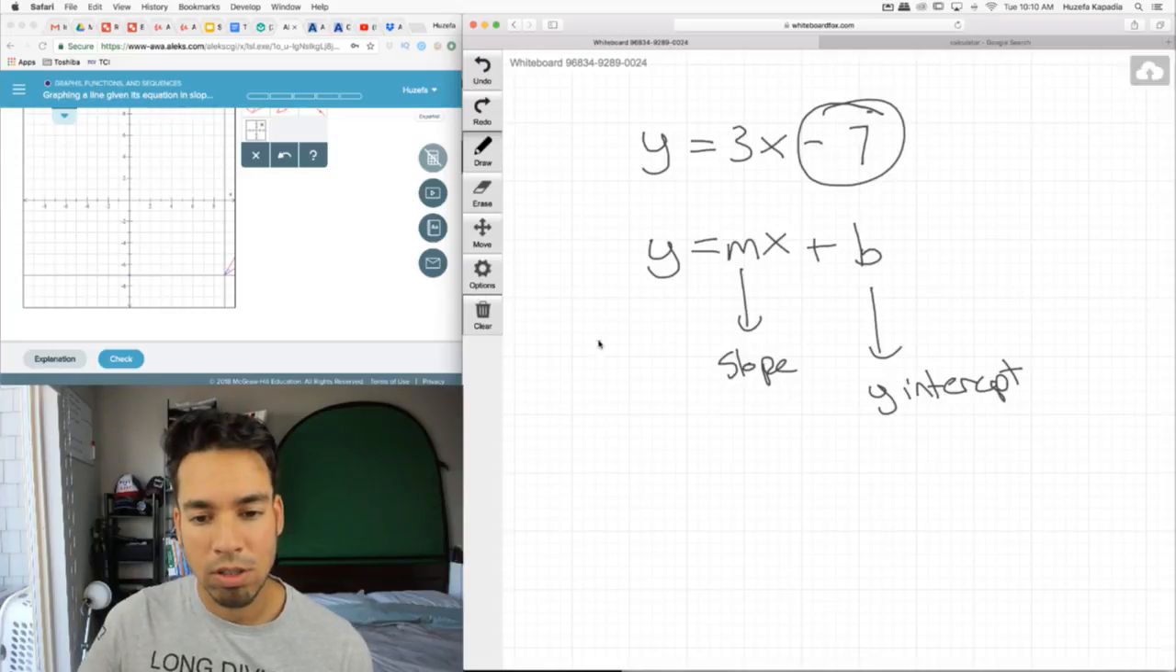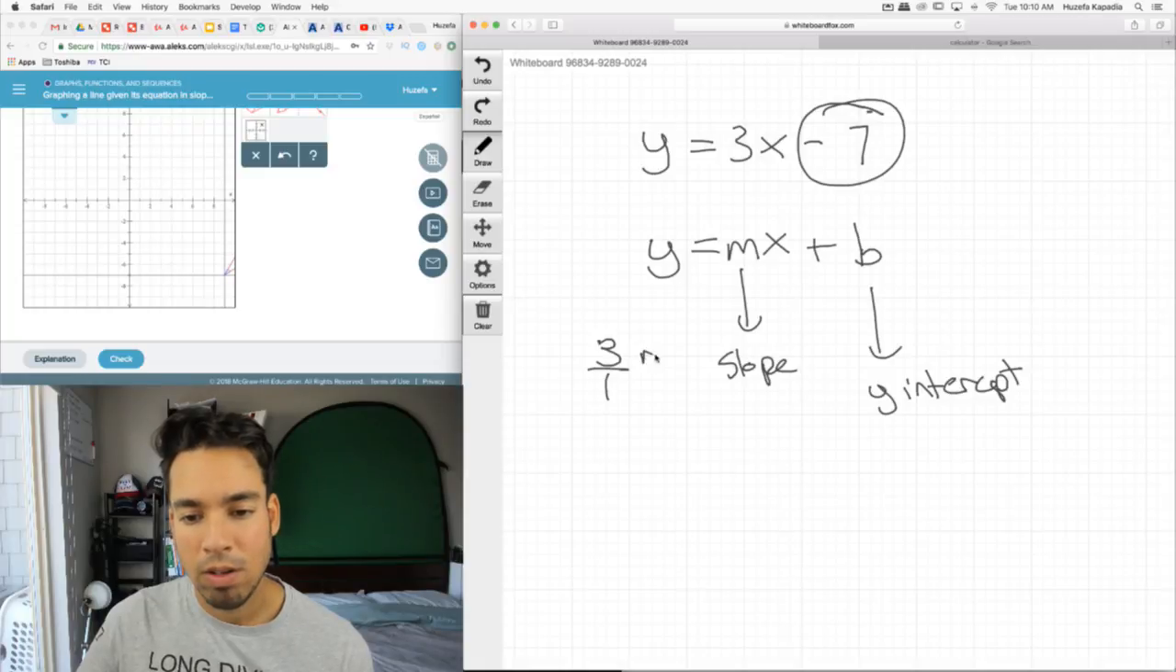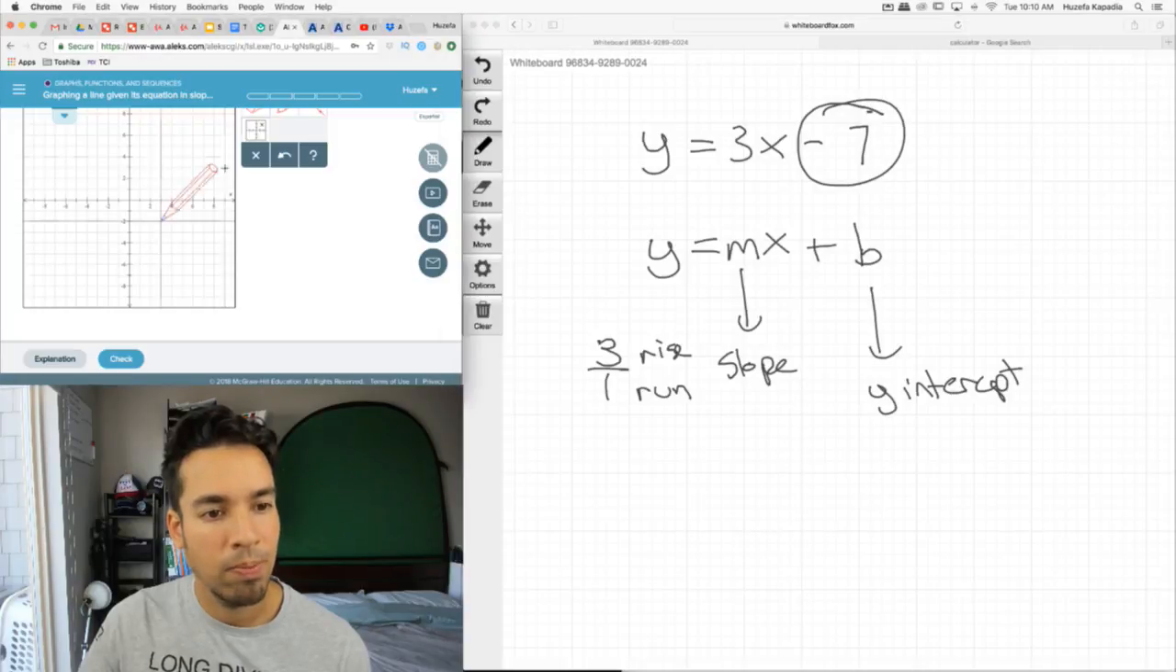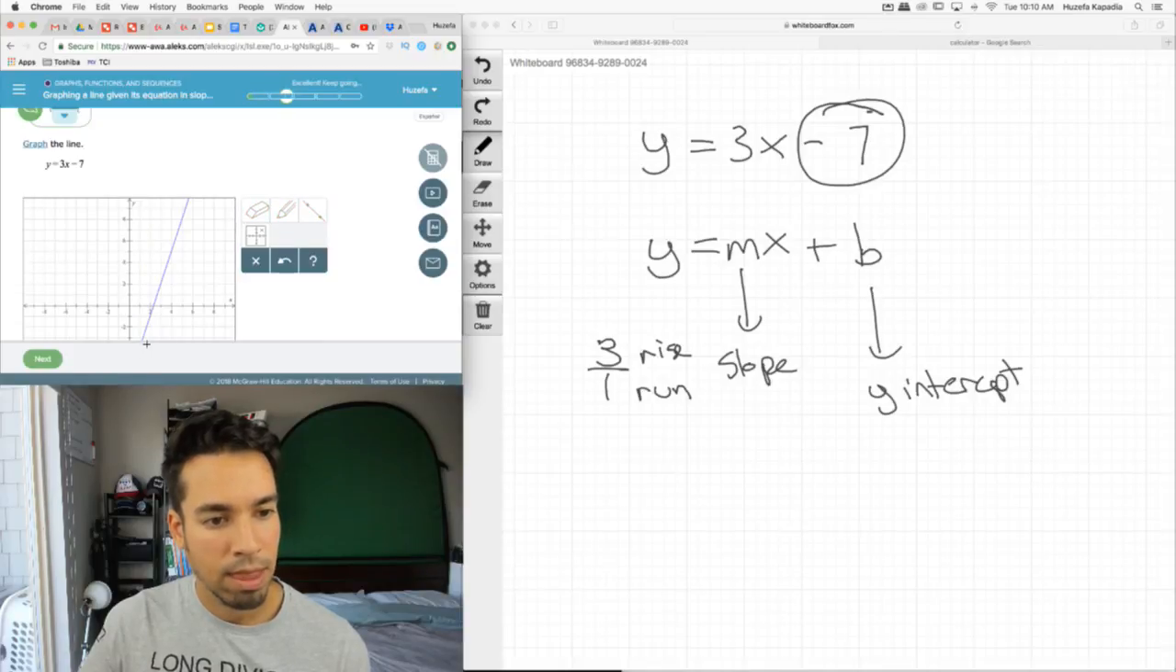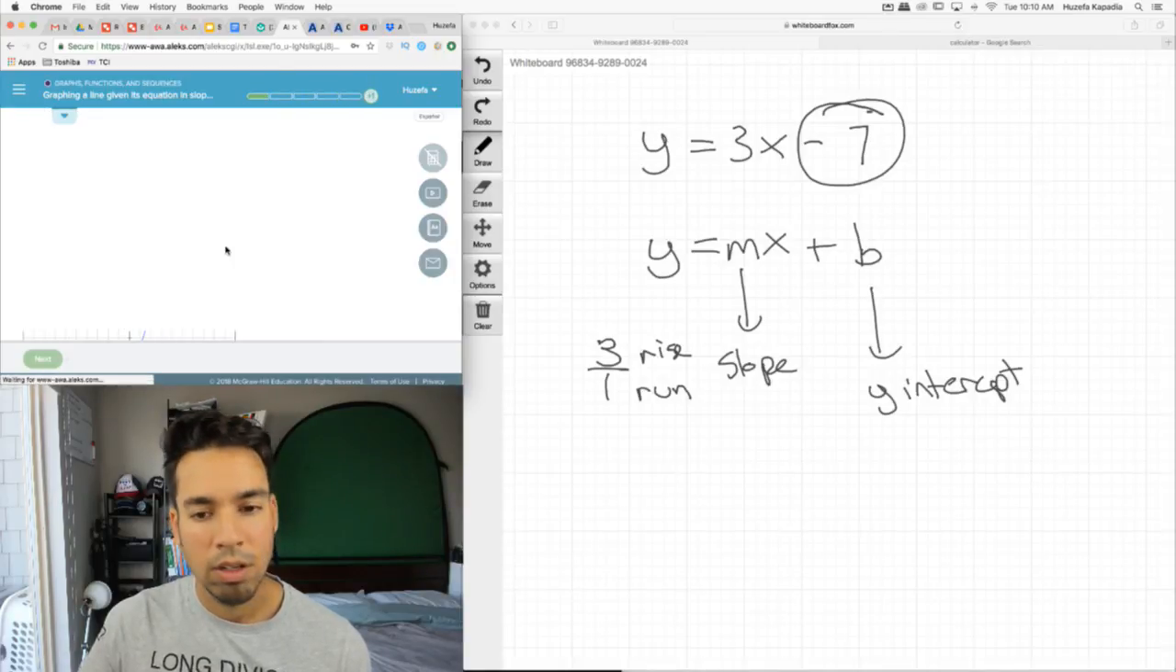3 is not just the slope, it's actually that written as a fraction, which is 3 over 1. The top number is the rise, the bottom number is the run. So we start from our y-intercept value, and we say a rise of 3, meaning go up by 3: 1, 2, 3, and a run of 1, meaning we go to the right by 1. Boom, there's our second point. Now we have our 2 points. Connect the dots. And there you go.